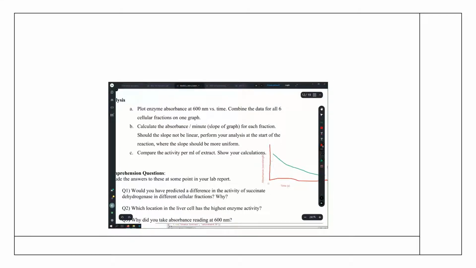On the y-axis, we have absorbance. So you're going to put absorbance at 600 nanometers instead of wavelength, okay? And then on the x-axis, you're going to have your time in seconds. And you're going to go ahead and do all 6 fractions, so all 6 lines on the same graph. So it'll probably look something like this, and make sure your lines are labeled. This is going to be submitted for your results, so you got to do this on Excel.